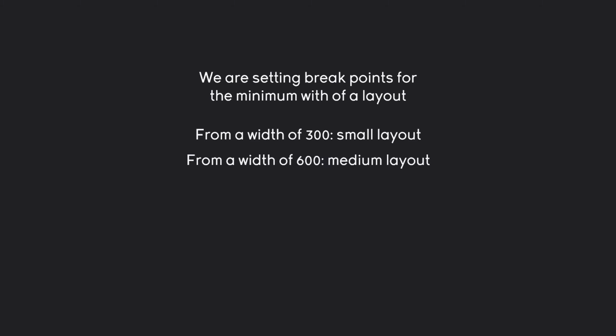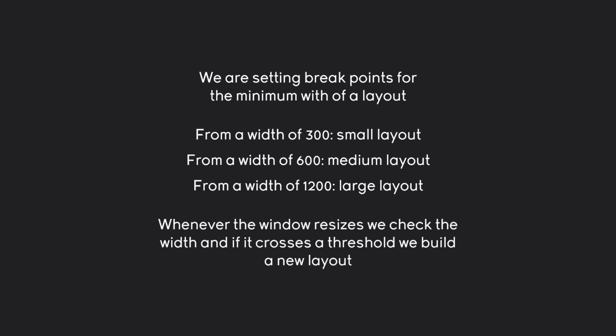If the width is 600, we want to have the medium layout. And if the width is 1200, we want to have the large layout. And whenever the window resizes, we are checking the width and if the window is crossing a new threshold. If that is the case, we are building a new layout and forgetting the previous layout. That is literally the entire logic, although to implement it, we do need a couple of things.